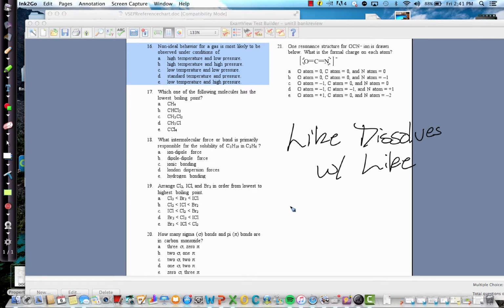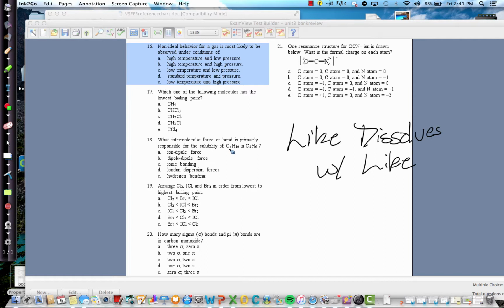Okay, so that means polar with polar, nonpolar with nonpolar. Or you can also look at intermolecular forces. So hydrogen bonding will dissolve really well with another molecule that exhibits hydrogen bonding. If you have a molecule that exhibits London dispersion forces, it'll also be soluble with a molecule that has LDF. So like dissolves with like.